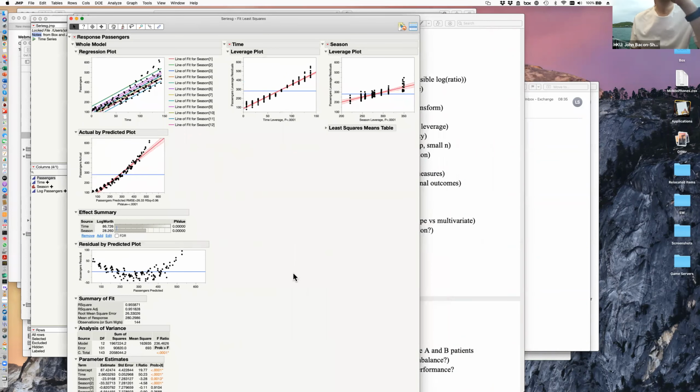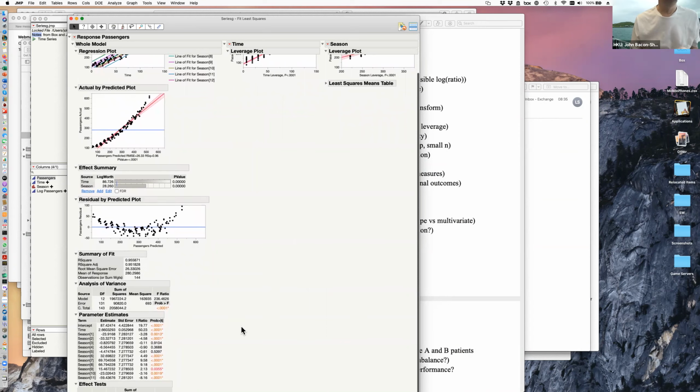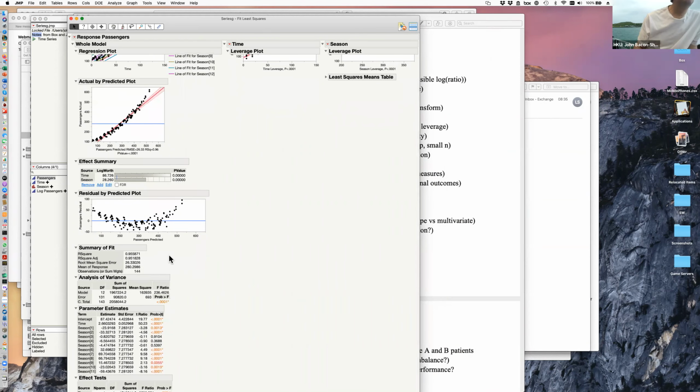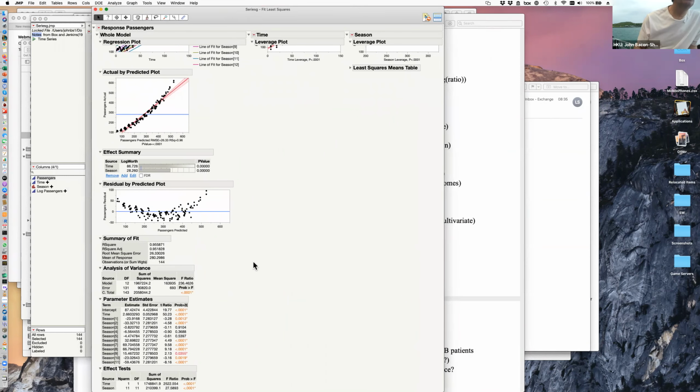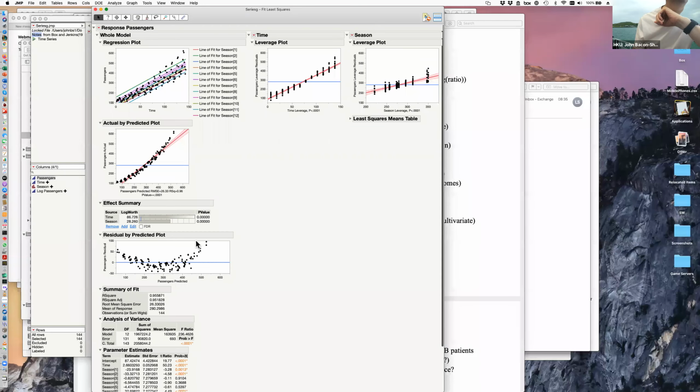You will see that this model now is much better fit. We now have an adjusted R-squared of 95%. It tells us that both time and season are strongly significant, but now we can see in the residuals that we have even more clearly this quadratic effect, and with the variance increasing. Now, if the variance is increasing, that usually warns us that we should try a log transform.